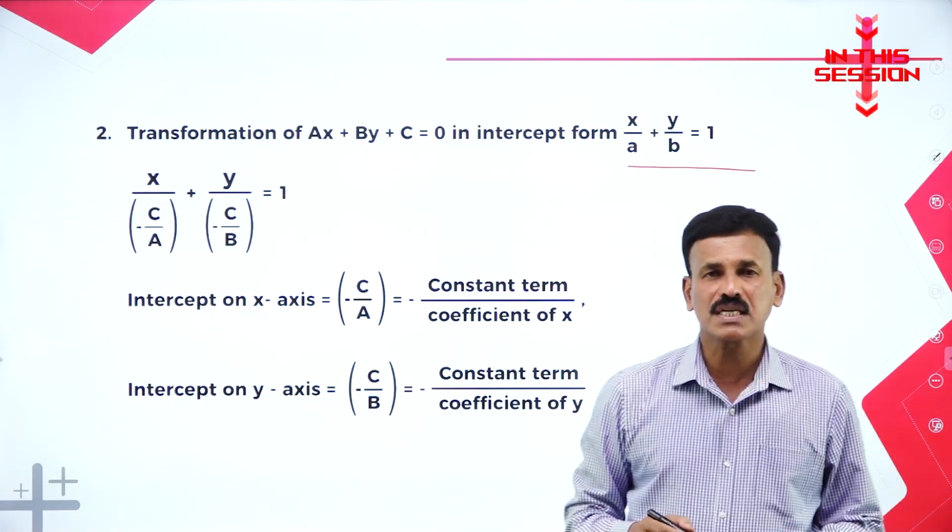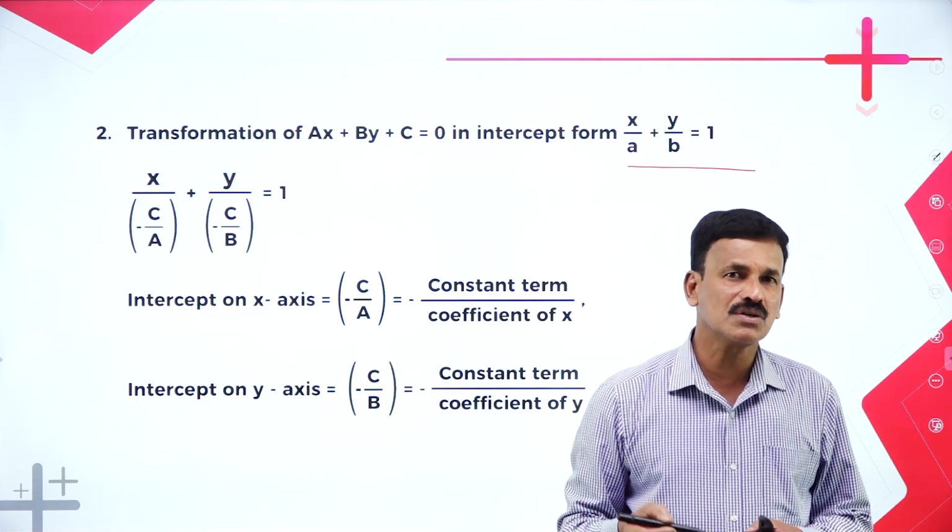What is the intercept form of a straight line? x by a plus y by b is equal to 1.